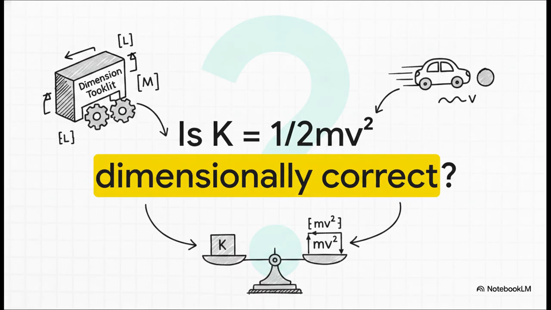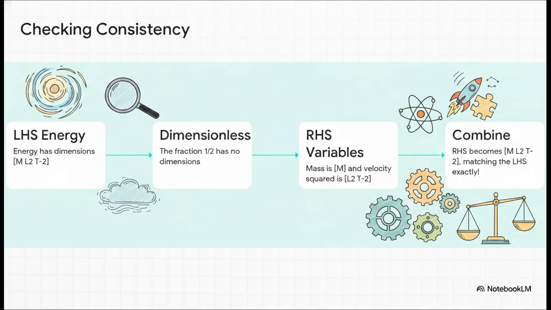So let's test this cheat code out right now. Here's a direct challenge for us. Is the famous kinetic energy equation, K equals 1/2 mv squared, actually dimensionally correct? Let's break it down and see. Okay, first, we look at the left side. Energy. Energy has its own specific dimensions of mass, length squared, and time to the -2.